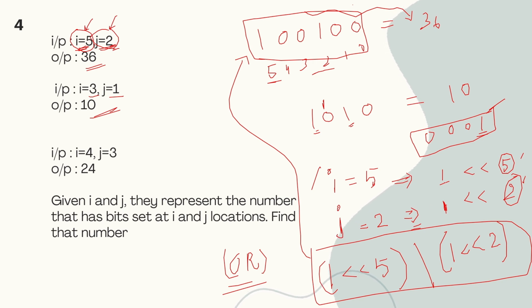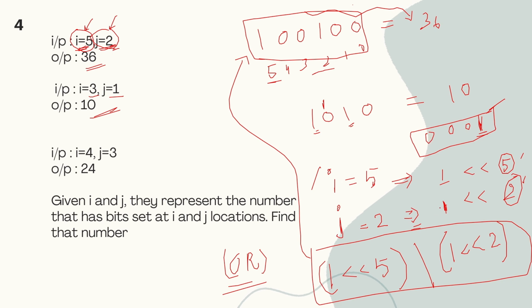So that's why we have taken 1 and we have left shifted it 5 times. Why have we done a left shift? Because we want it on the left side, not the right side. If I do a right shift, then that 1 is going to go out, right? That means that number will become 0. So that's why we are doing 1 left shift 5 times.